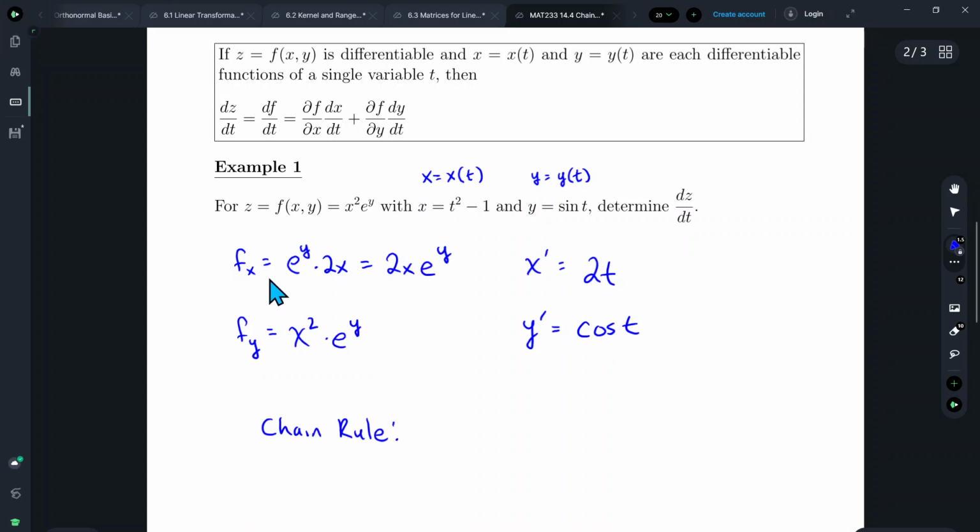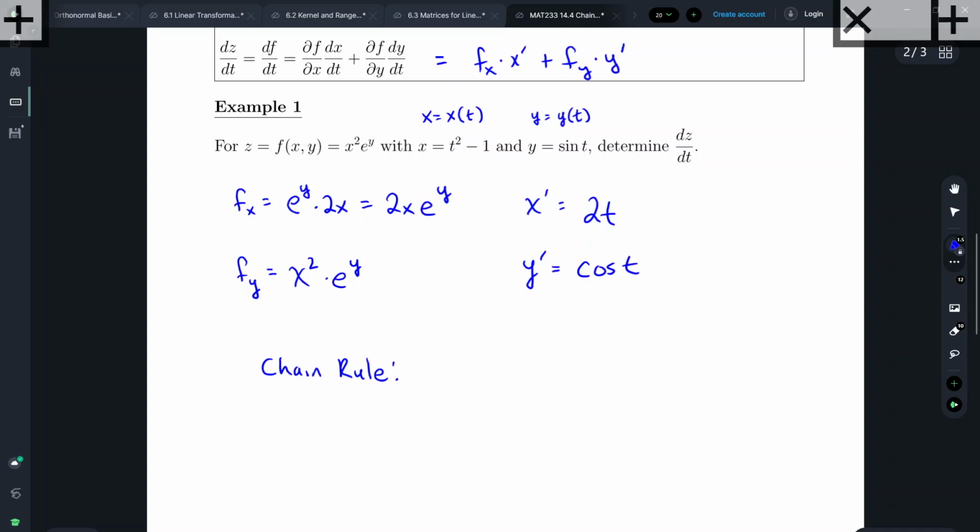First I use the subscript notation here and the prime notation here instead of this notation. So let me rewrite the chain rule formula according to the subscript notation. It's the partial of f with respect to x times the derivative of x with respect to t plus the partial of f with respect to y times the derivative of y with respect to t.